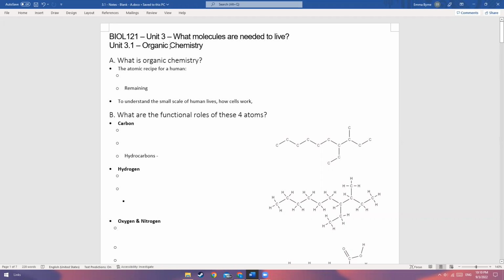So that's really what organic chemistry is. It's really life chemistry. Because a lot of these molecular formulas that we're going to be talking about are made in the human body and help sustain life in cells.